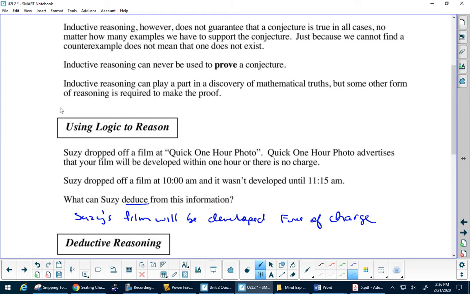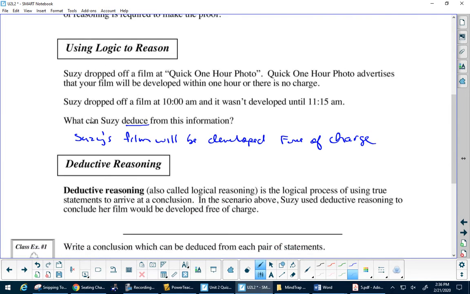Okay? So, now, inductive, right? It happened, it happened, it happened, it happened. It's going to happen again. Deductive: statement 1, statement 2, and then I make a conclusion. So they're very different. Deductive reasoning is what we also call logical reasoning.